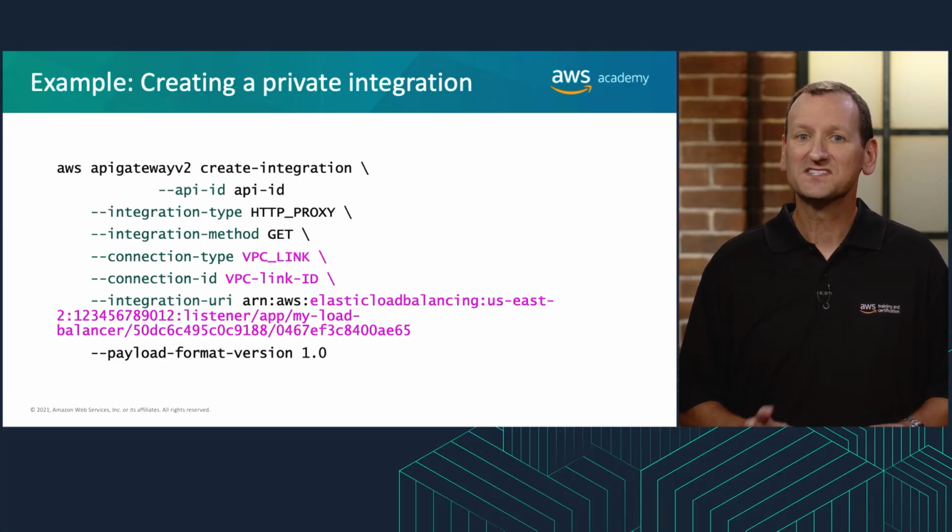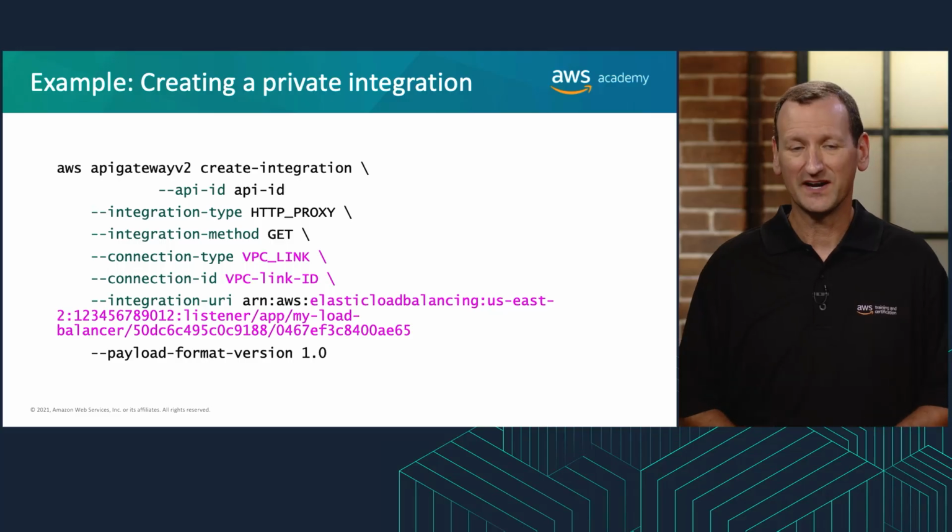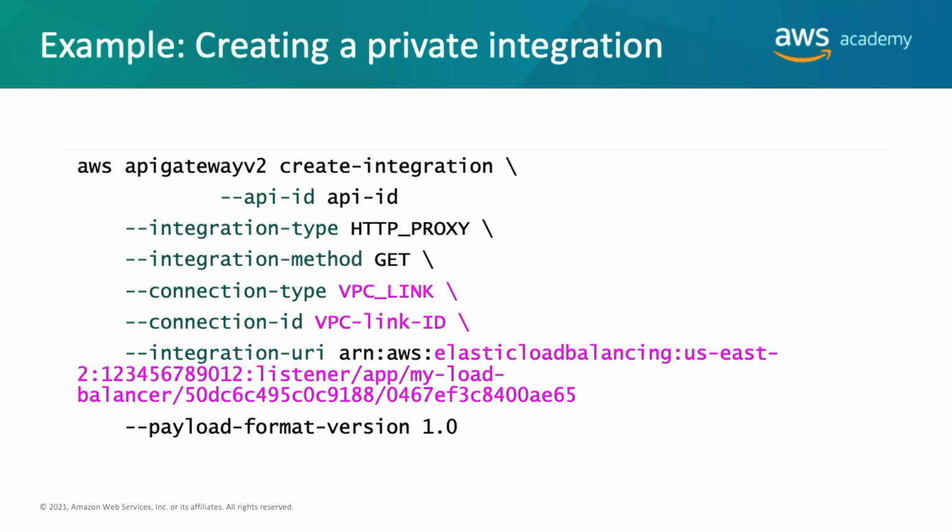This slide provides an example of how to create a private integration. It assumes that you've created your VPC link, then uses the create integration method to connect API Gateway to VPC resources by using the VPC link.